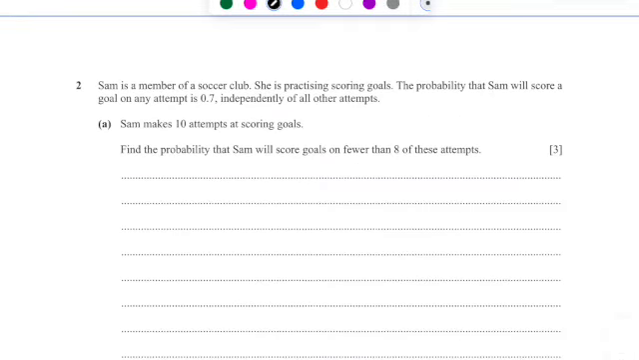Question number 2. This question is from probability. Now in this one, what is he telling? That Sam is a member of a soccer club. Let's read that question carefully over there. She is practicing scoring goals.